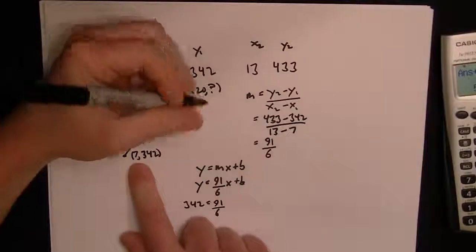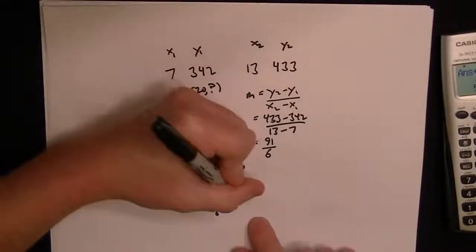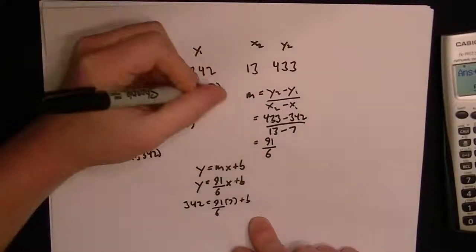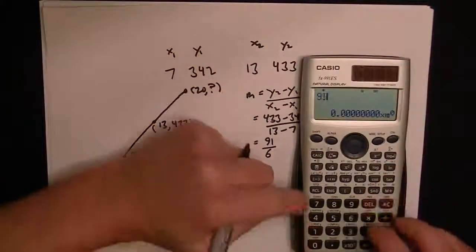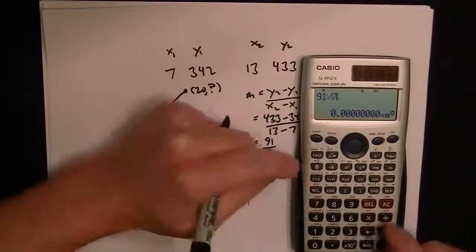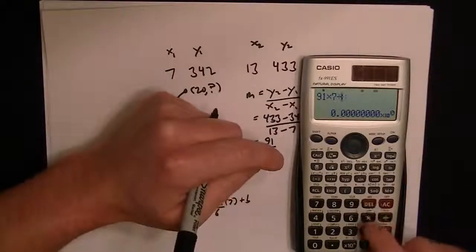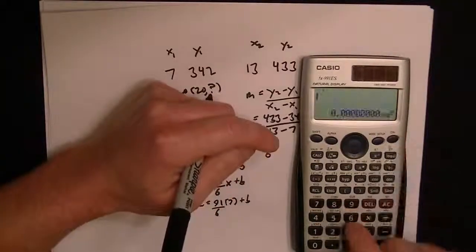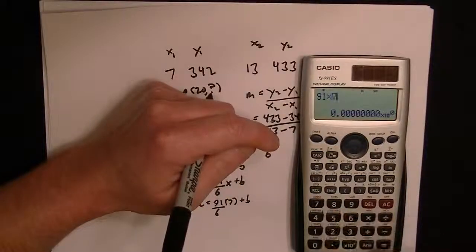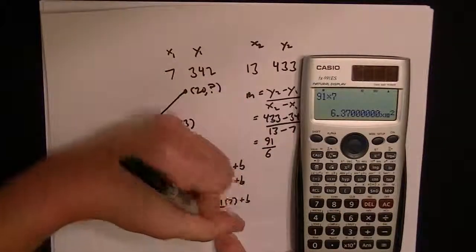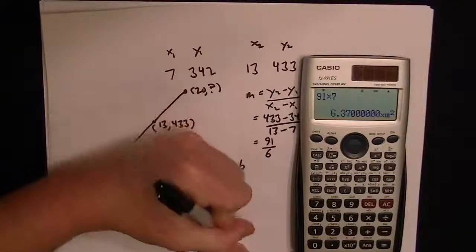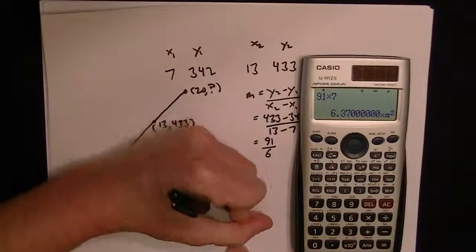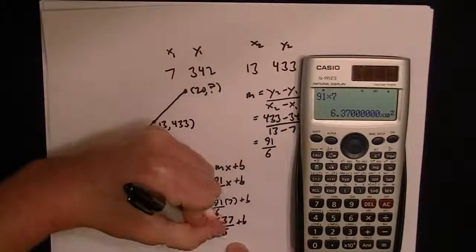And the x value for that is 7 plus b. So we'll just work this out a bit quick here on the calculator. 91 times 7, we'll leave it in fraction form just so it doesn't get broken up. So we've got 637 divided by 6 plus b is equal to 342.